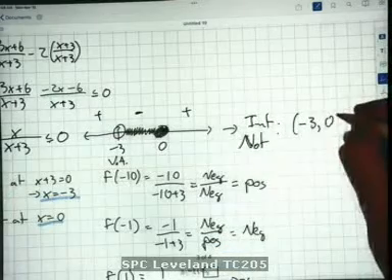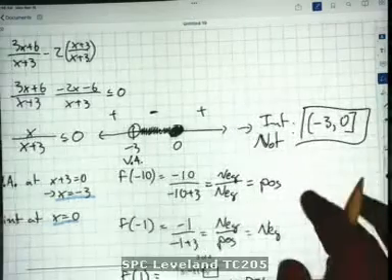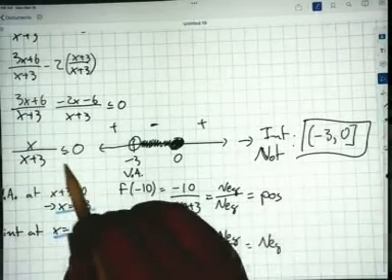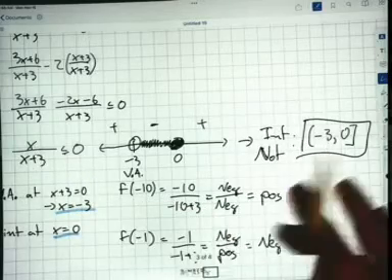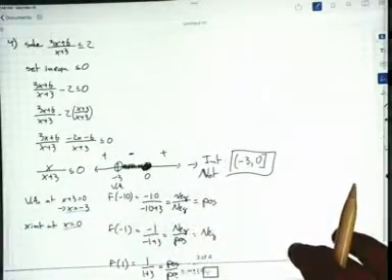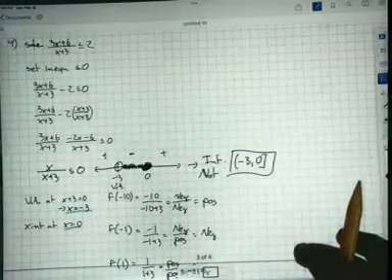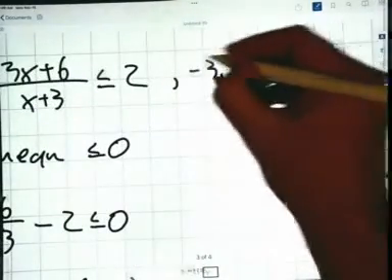Everything from -3 to 0 inclusive. Now, the solution to this, -3 to 0, is the solution to our original question up here. So maybe I should just bring that up here. The answer is everything from -3 to 0.